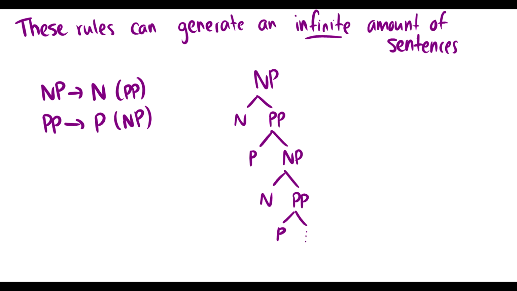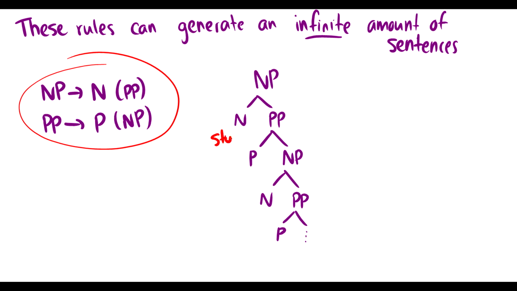In fact, with 2 rules here, NP goes to N with an optional prepositional phrase, and a prepositional phrase goes to a preposition with an optional noun phrase. With just these 2 rules, we can generate an infinite amount of sentences. For instance, I can say student of biology, and we can keep going: the student of the biology of horse physics, and we can keep going on and on forever and ever. We can keep making it longer. It might not make sense, but it's grammatical. So that's a cool application of phrase structure rules.